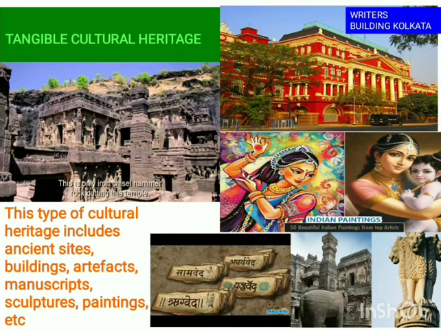Now, tangible cultural heritage. What do we mean? Tangible means touchable, that can be touched or felt, like buildings, monuments, paintings, manuscripts. Okay, so this type of cultural heritage includes ancient sites, buildings, artifacts, manuscripts, sculptures, paintings, etc.